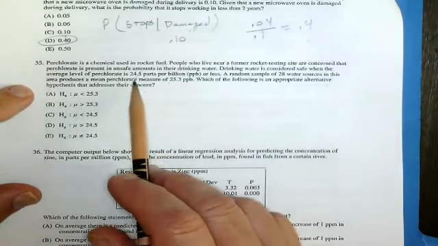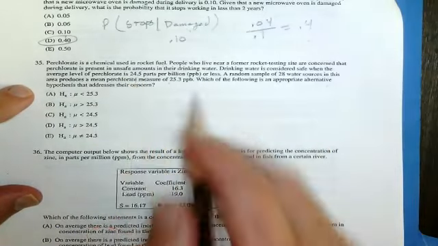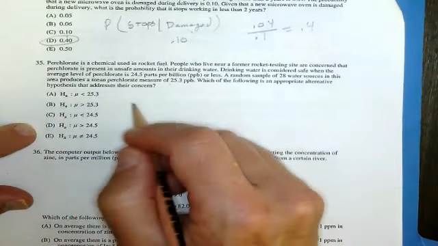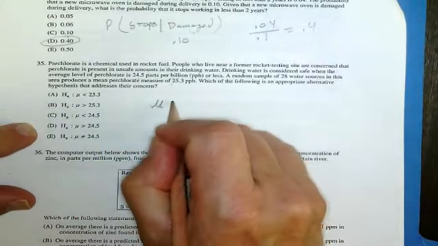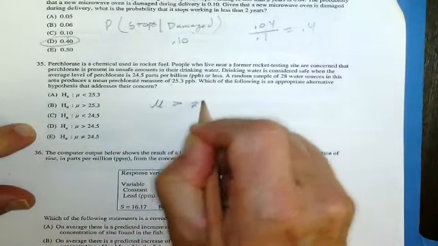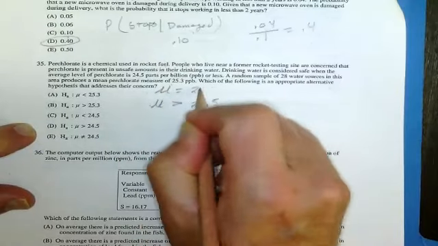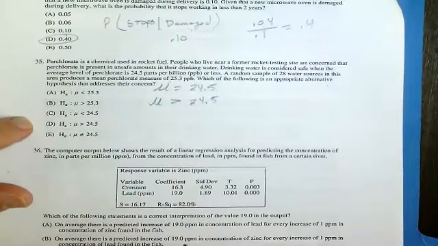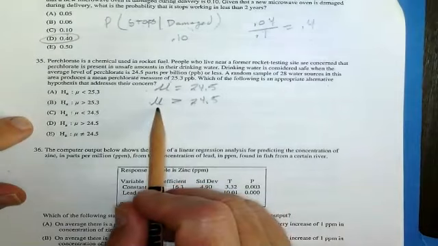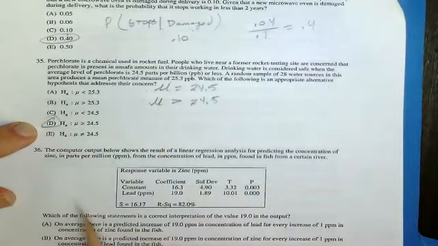Okay, anything greater than 24.5 is bad. So our alternative should be that mu is greater than 24.5, because our null would be that it equals 24.5. That's our parameter, and this is our X bar that we're working with. So mu is always given with our hypotheses. So greater than 24.5 is D.